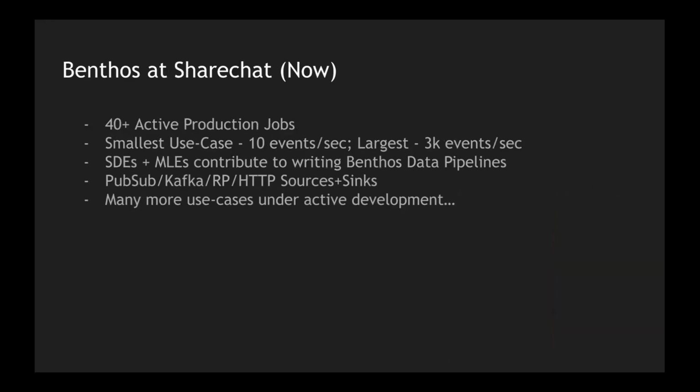We are at 40 plus active jobs. Our smallest use case that we showed is 10 events per second. Our largest currently is 3K events per second, but we are expanding it. And all of those are a single pod. We vertically scale. We don't horizontally scale. We can horizontally scale, but honestly we don't like to. Vertical scaling is better. And we have PubSub, Kafka, Red Panda, HTTP sources and things.